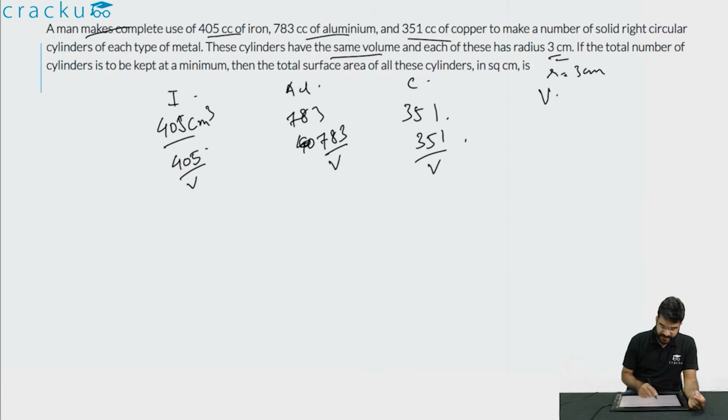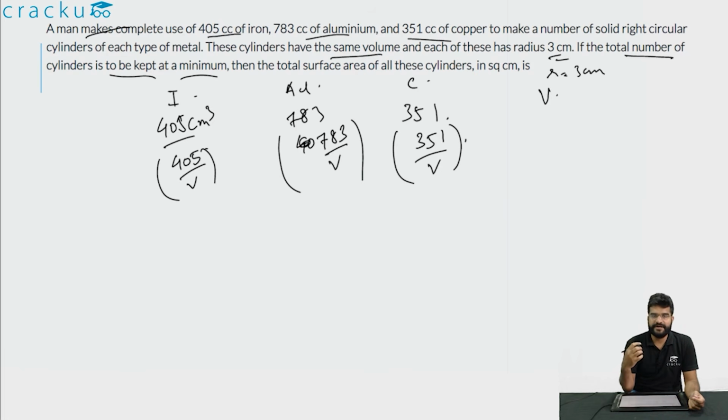Now we have to ensure that the total number of such cylinders is kept at a minimum. That is, we want the sum of these three numbers, the number of cylinders of each metal, to be at the minimum. And then we are required to find the total surface area of these cylinders. So first we'll figure out at what value of V the total number of cylinders is minimum. From that value of V, we'll get the volume of the cylinders. We already know the radius, so for each small cylinder we'll calculate the height. Then we'll calculate the total surface area of all the cylinders.